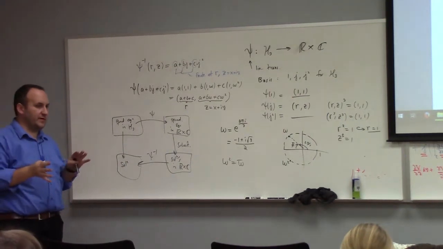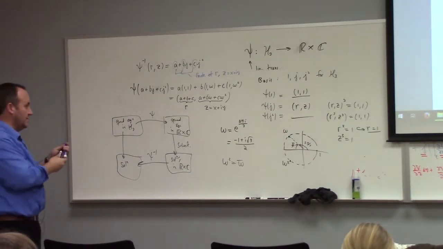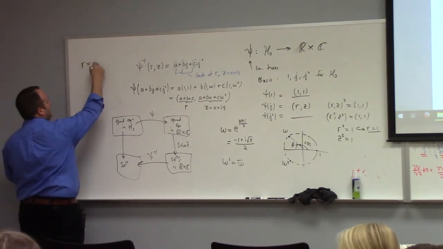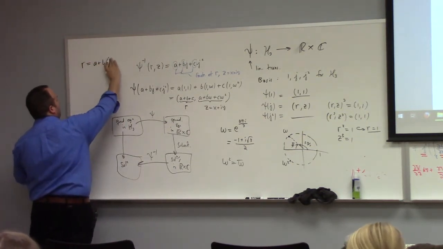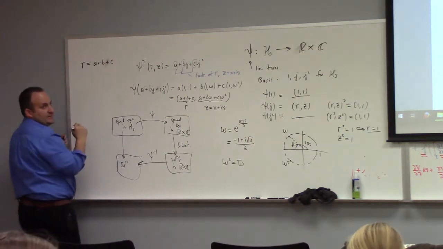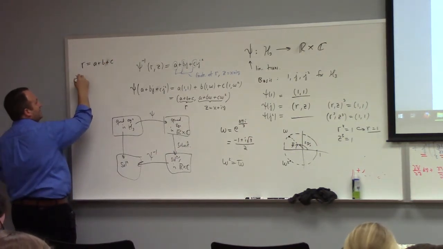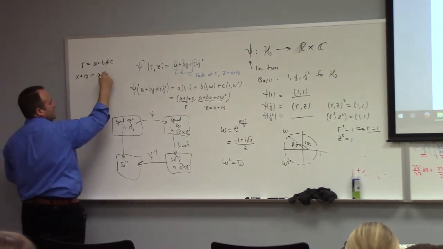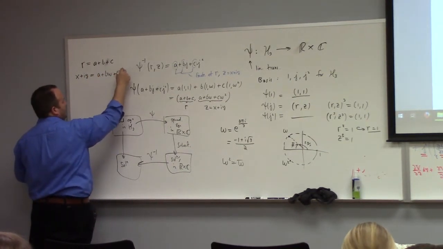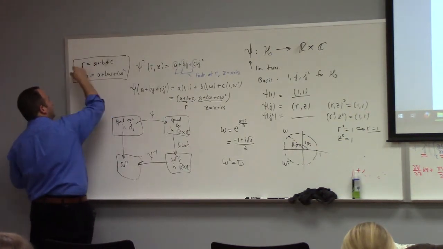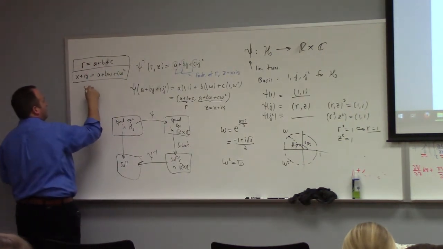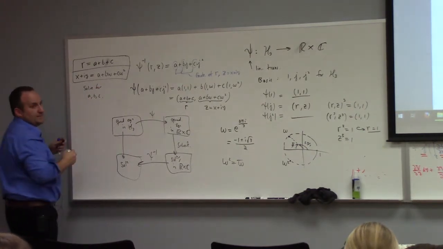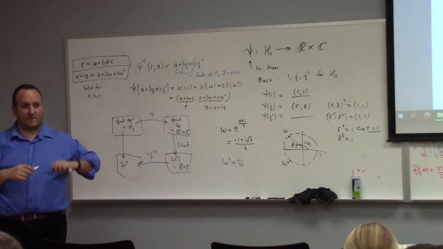Let me put it a different way. What you're trying to do is you're trying to solve the following equations, Emily. You're trying to solve r is equal to a plus b plus c, right? And you're also trying to solve that x plus iy is equal to a plus b omega plus c omega squared. You're trying to solve these two equations. Solve for what? Solve for a, b, c, right? Once you've done that, you found the inverse map.